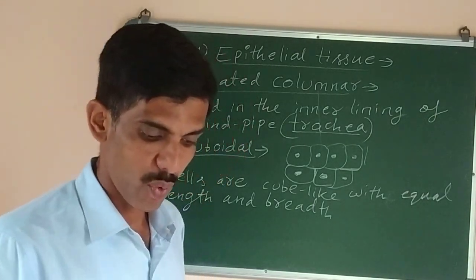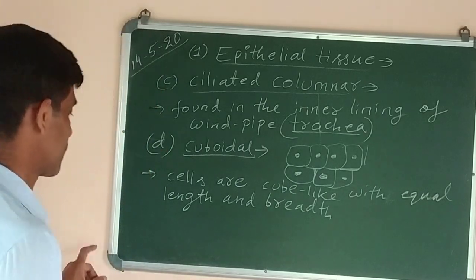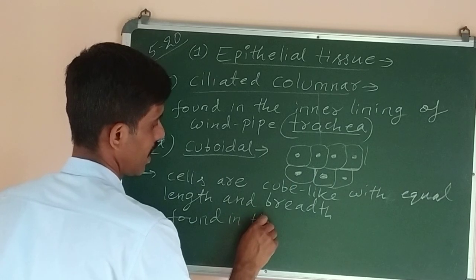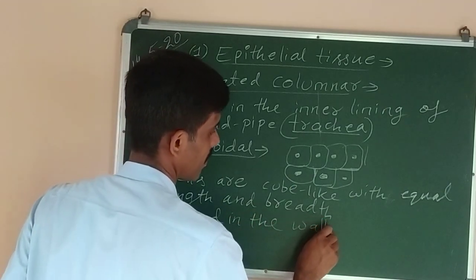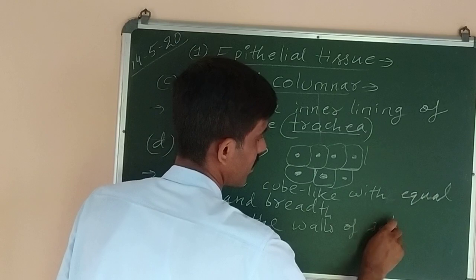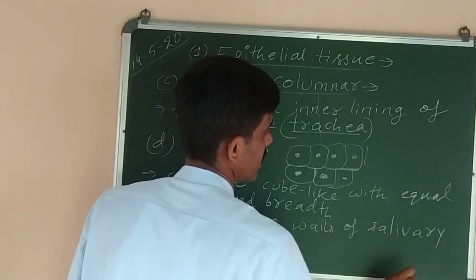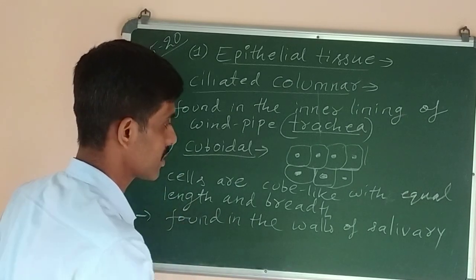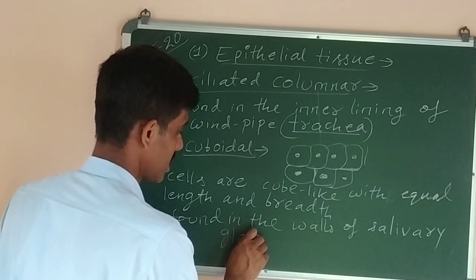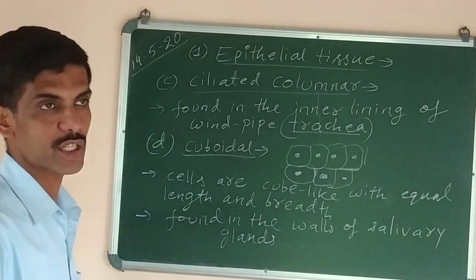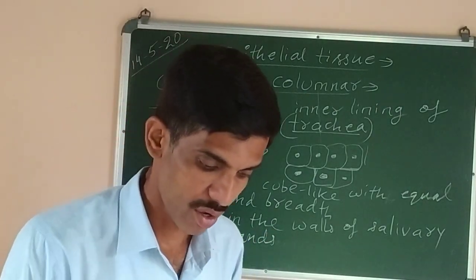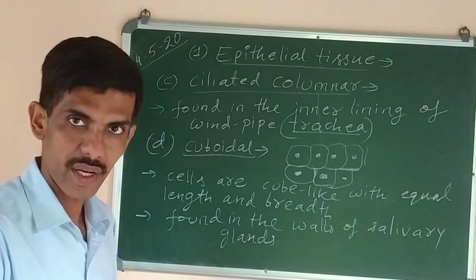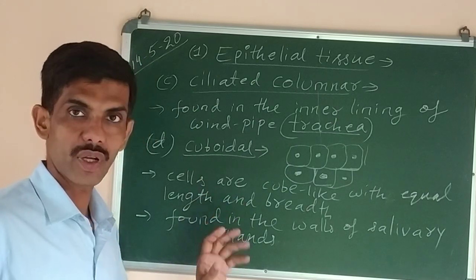It is present in the walls of salivary glands. So found or present in the walls of salivary glands. Salivary glands, you know, are the ones present in our throat that produce saliva. Three types of salivary glands are there, and saliva is a digestive fluid that mixes with the food for the digestion of our food. Okay, it is made up of cube-shaped cells which are equal in length and breadth. So today this much only what we have studied.